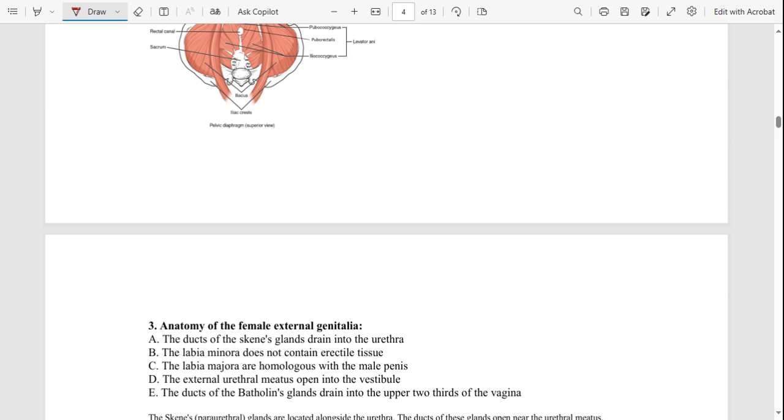Anyone to help with question 3? Which statement given is true about the external genitalia anatomy? Which one? Oh, the external urethral meatus opens into the vestibule. Okay. Thank you so much. Would you want to explain?